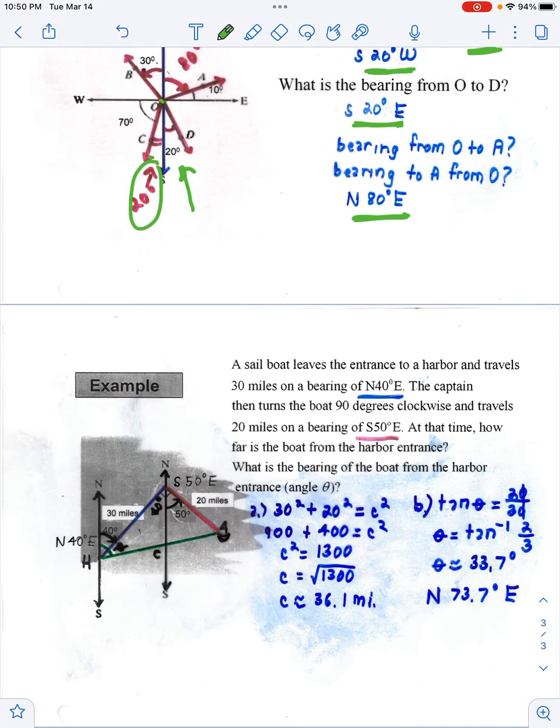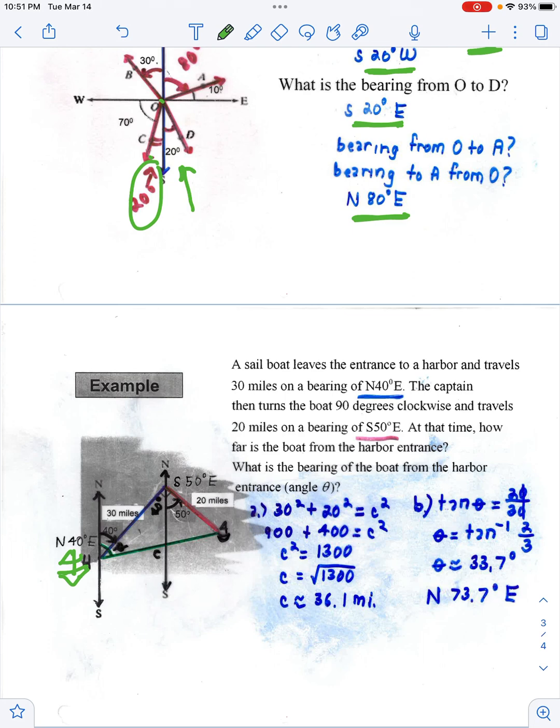The final page of our notes. Now, this is a diagram that would be drawn normally after reading what the problem says. And what it says is a sailboat leaves the entrance to a harbor and travels 30 miles on a bearing of north 40 degrees east. So my sailboat is right here. Here's my sailboat. And it's going northeast, which would mean up and to the right.